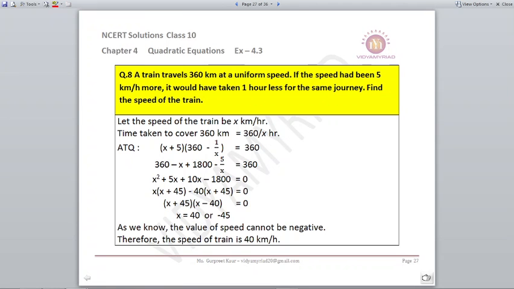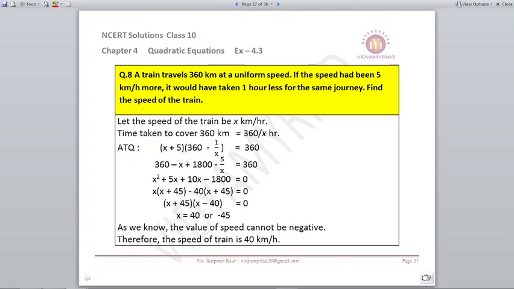A train travels 360 km at a uniform speed. If the speed had been 5 km per hour more, it would have taken 1 hour less for the same journey. Find the speed of the train. So what we will do, let the speed of the train be x km per hour. Now, what is the formula for time taken? Time is distance upon speed.